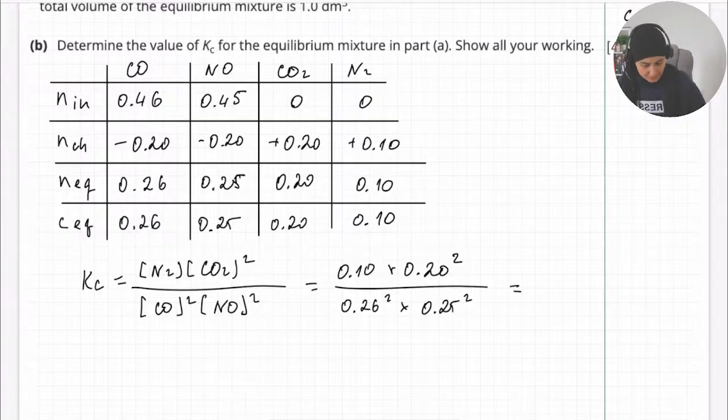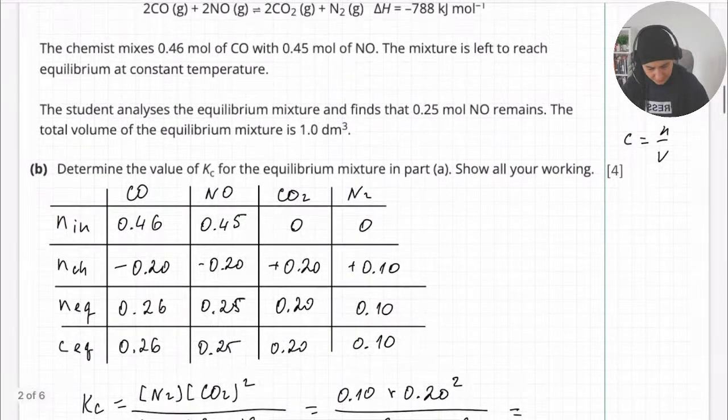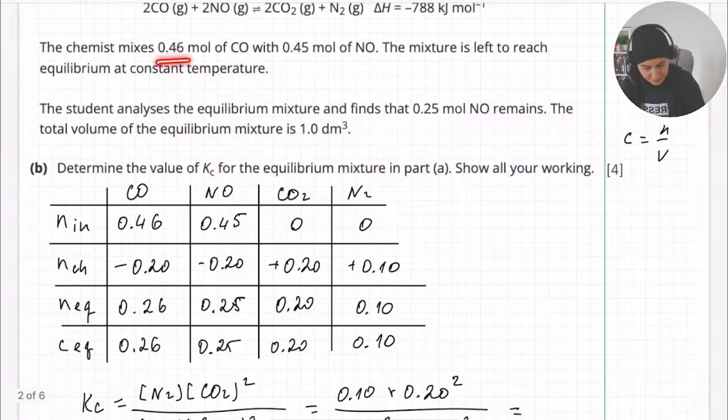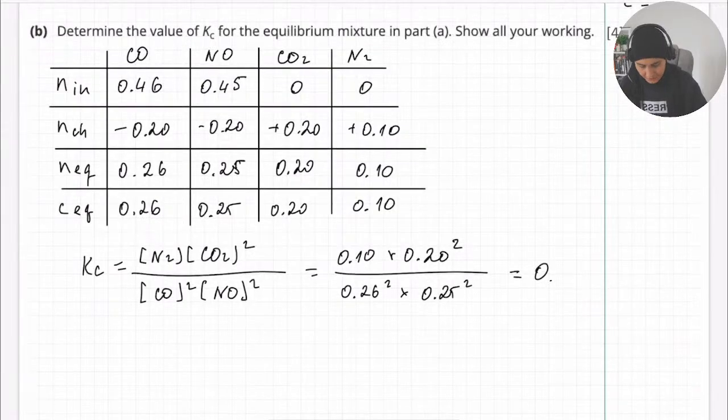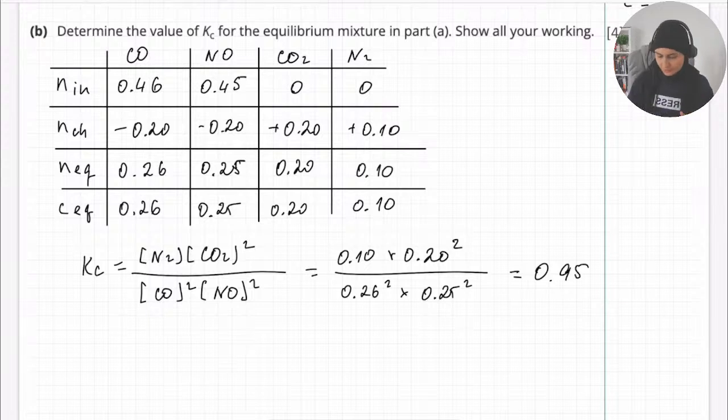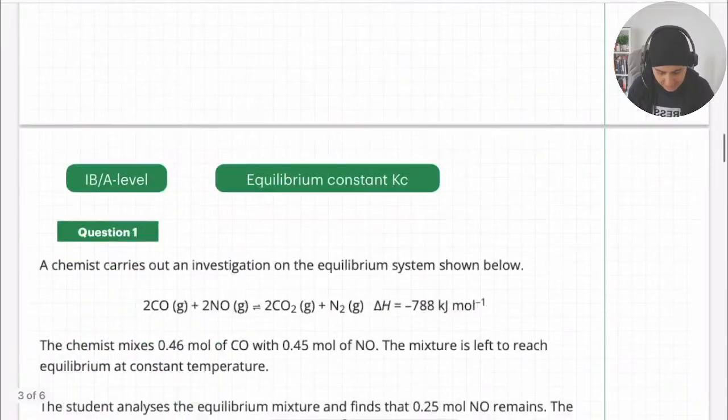0.95. I will leave it to two significant figures, right? Because everything else was to two significant figures, so I keep my answer to the lowest number of significant figures here. So the calculator value is 0.9467, so 0.95. And the units we did in the previous question. Okay, that was the question.